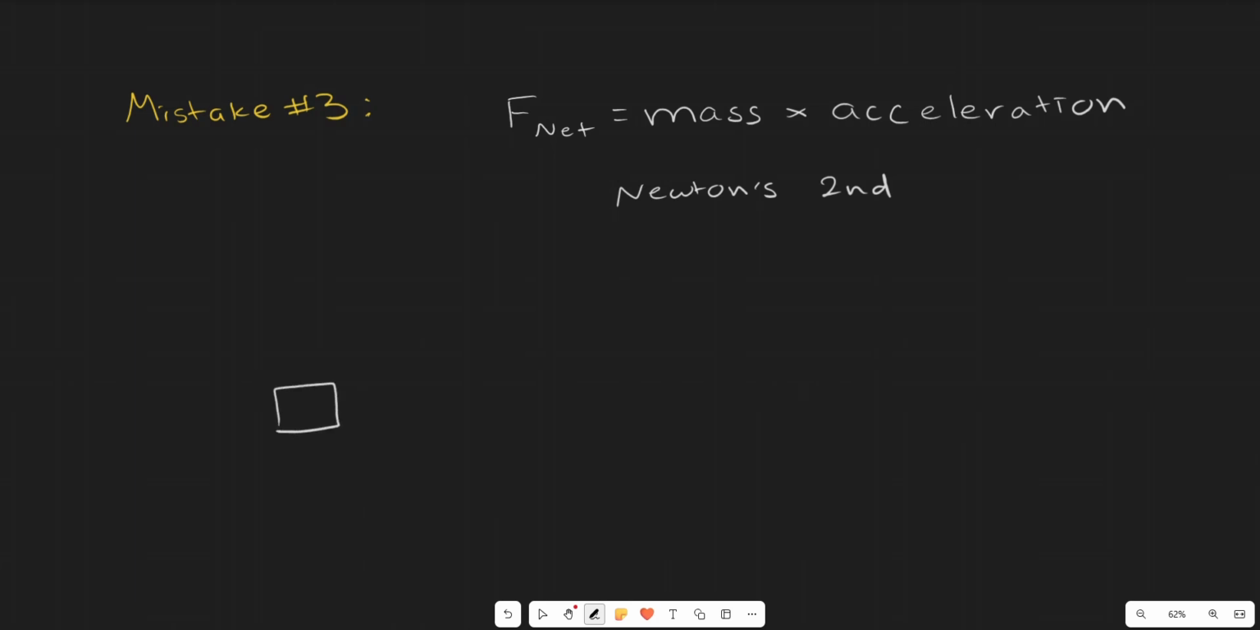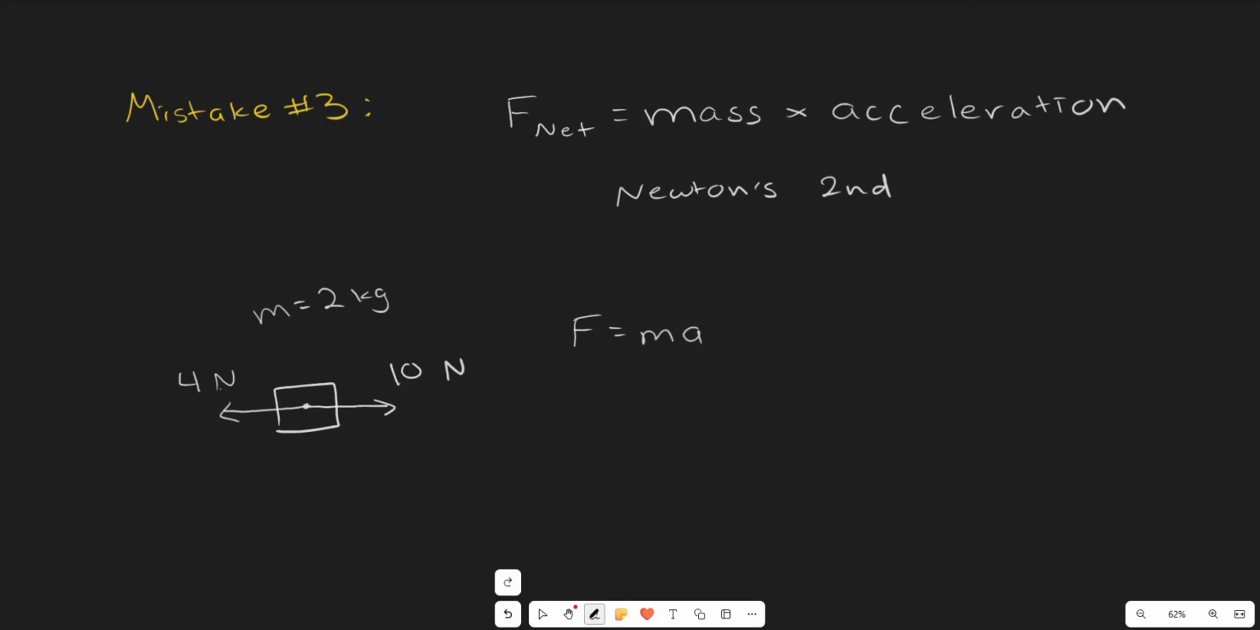We have a box that's moving right with a force of 10 newtons, and we have friction that's opposing the motion of the box, acting in the opposite direction, and the friction force is 4 newtons. And the box has a mass that's equal to 2 kilograms. And we want to find the acceleration. From what we know right now, we know some forces, and we also know the mass, but we need to find the acceleration.